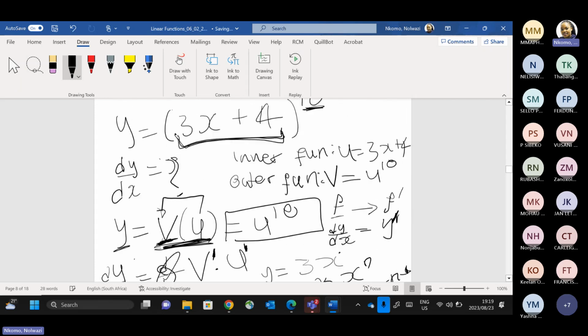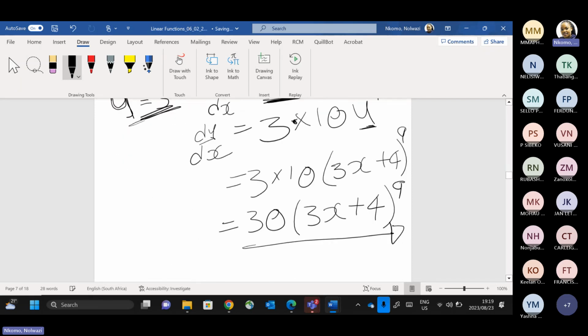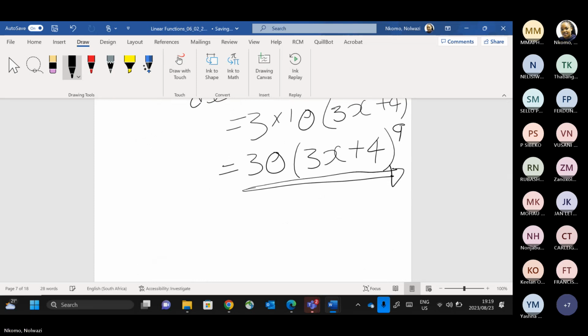So if you are given a function like this and you are asked to find its derivative, this should be your answer: 30 times (3x plus 4) to the power 9. Okay, this was the chain rule.